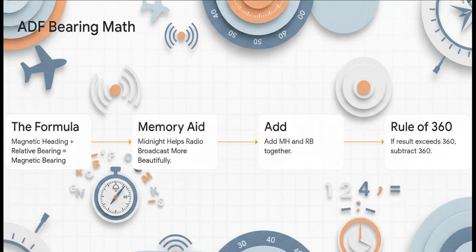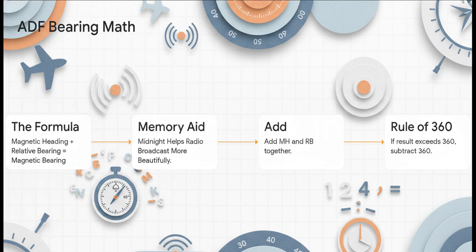Okay, moving to formula number 2, ADF relative bearing math. The ADF needle only shows relative bearing, which is just how many degrees the station is clockwise from your nose. To find your actual magnetic bearing to the station, the formula is magnetic heading plus relative bearing equals magnetic bearing.